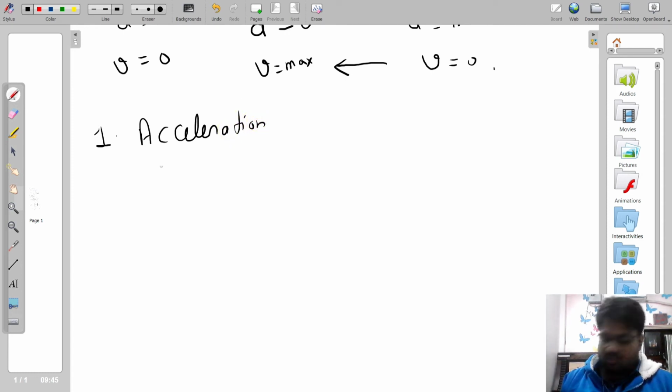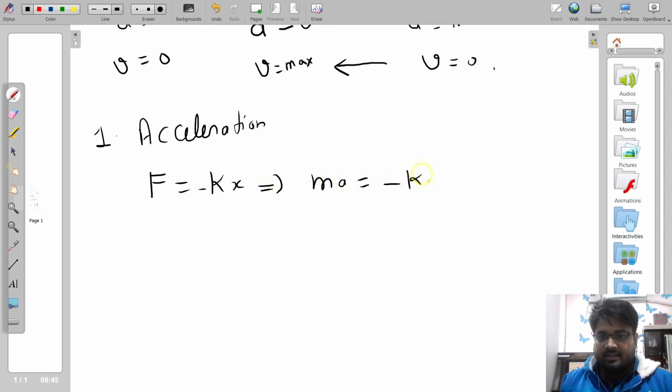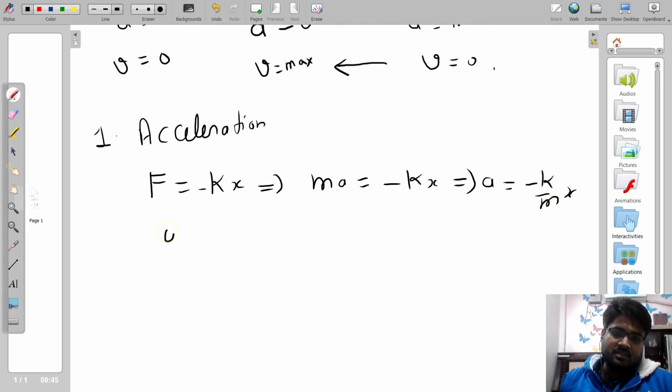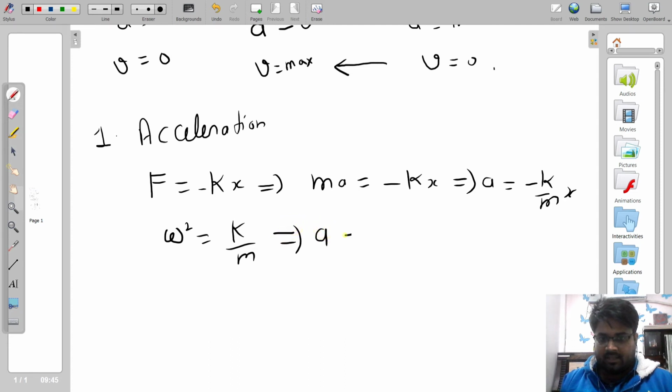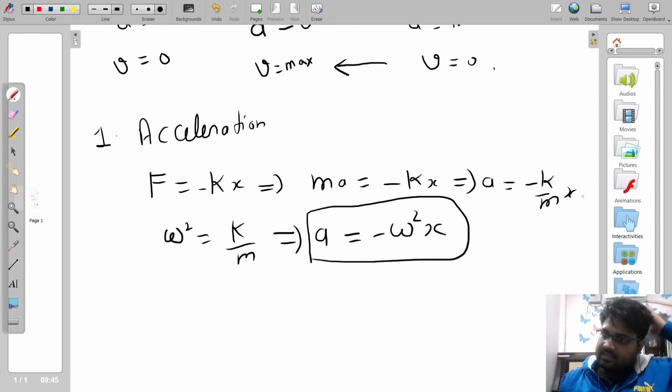Now we have the equation of SHM, which is F is equal to minus kx, which is actually ma is equal to minus kx, and from here we can get a is equal to minus k by m into x. Now k by m is known with another quantity, which is omega square is equal to k by m. So by putting the value of omega square, we will obtain a is equal to minus omega square x. So with this equation we can say that a is directly proportional to x.